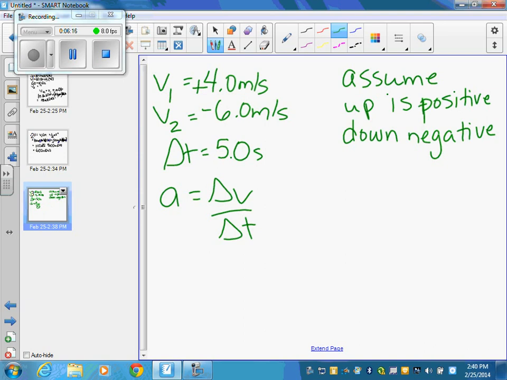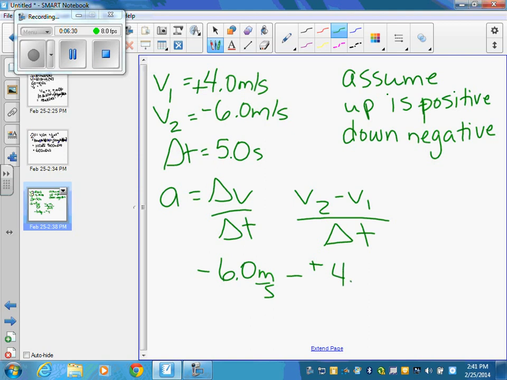Okay, change in velocity is going to be your V2 minus V1. So you're going to have your minus 6.0 meters per second minus a positive 4.0 meters per second divided by your time of 5.0 seconds. Okay? Minus positive 4. So you could just get rid of the positive if you want, to make it less confusing.